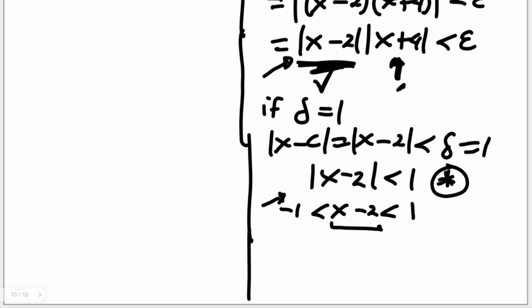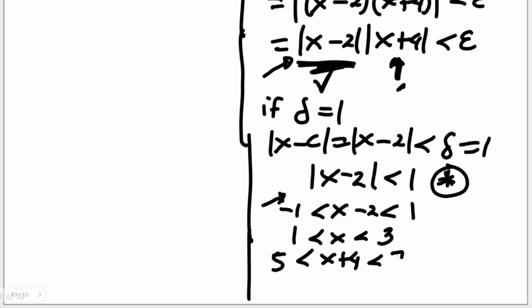So you could add to both sides. So you have 1, x, and 3, right? Then you can add 4 here, so x plus 4 would be here. So this would be 5, and this is actually 7. Now, let me take this only. The x plus 4 is equal to 7.